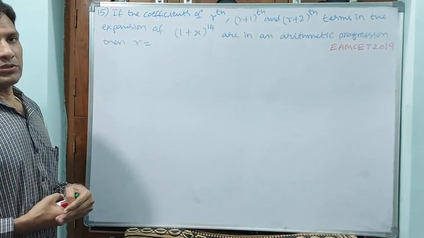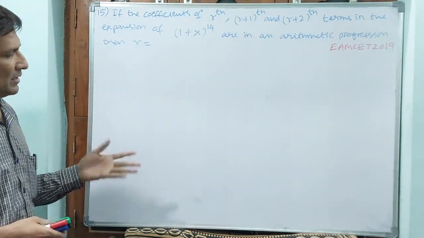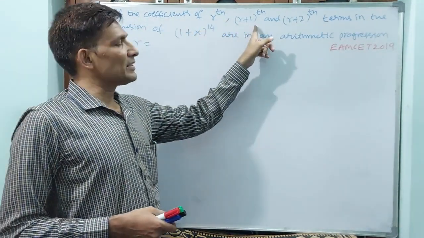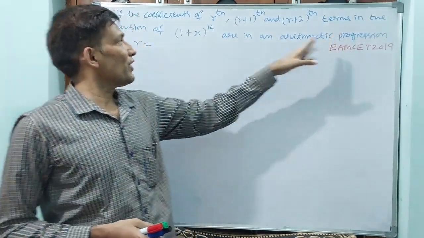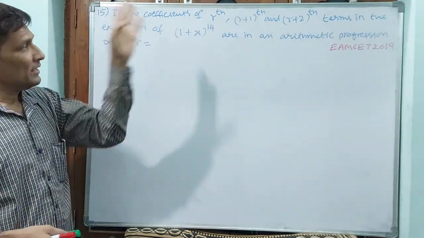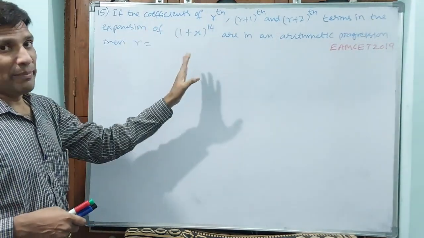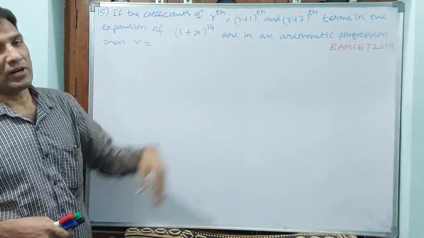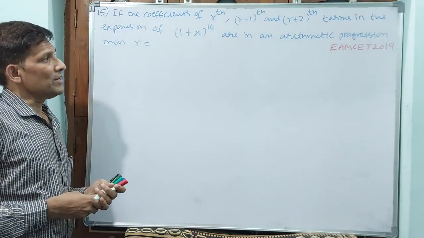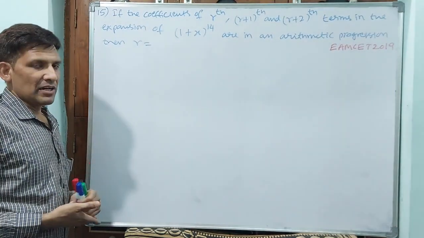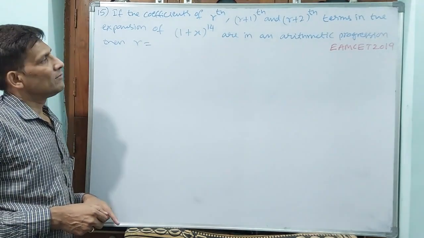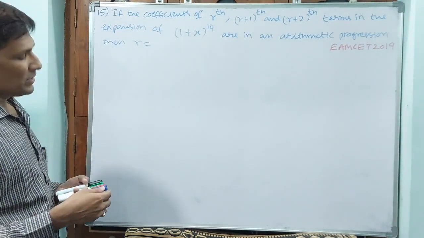Okay, let us go for the next question. EAMCET 2019 question, the 15th question. This is a little bit bigger question, let us try to solve it on this board. If the coefficients of the (r+1)th and (r+2)th terms in the expansion of (1+x)^14 are in arithmetic progression, but coefficients only, not the complete term, coefficients of the rth, (r+1)th and (r+2)th terms, then what is the value of r, they are asking. The answer will be 5 or 9. Why? Because a quadratic equation will come, so r will have 2 values, 5 or 9. Let us see how to proceed.